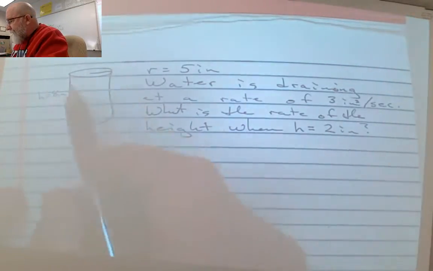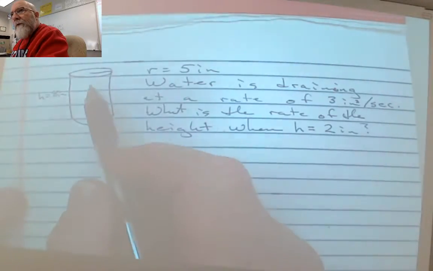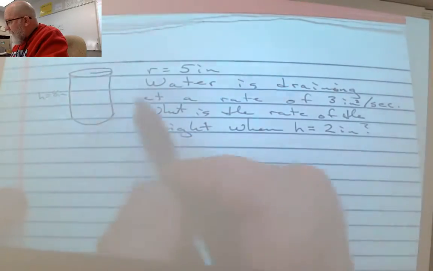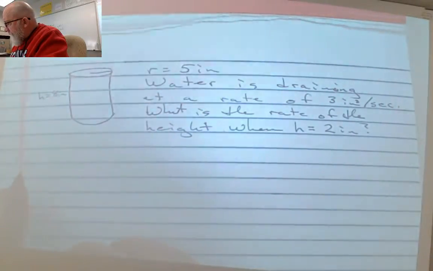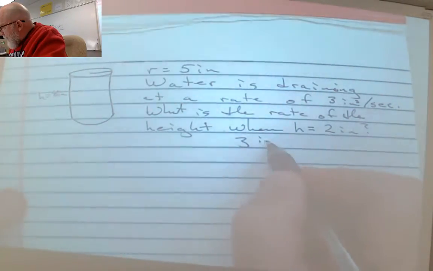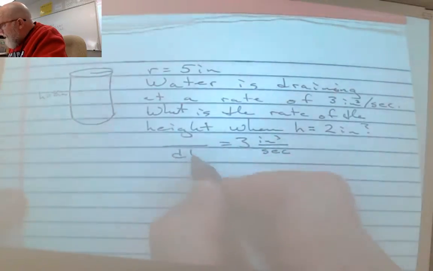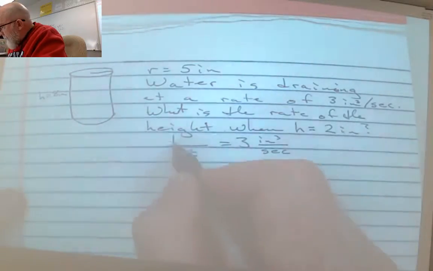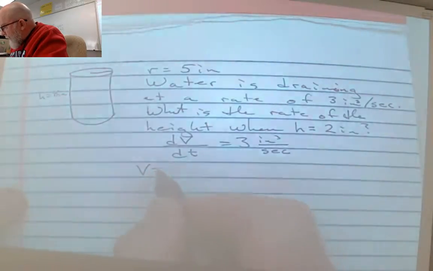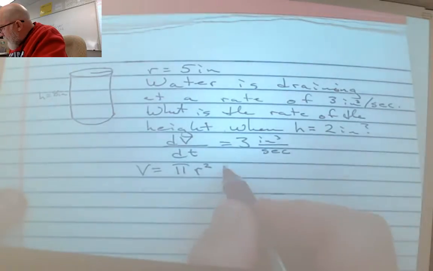So you have this, I suppose you could think of it as a barrel, right? Have you seen barrels? This is a small one, or a can or something like that. And it's got water in it and it's draining, okay? And it's draining at a rate of this. So 3 inches cubed per second is what, dV/dt? Now, again, the volume of a cylinder, I should have given that to you. It's pi r squared h.